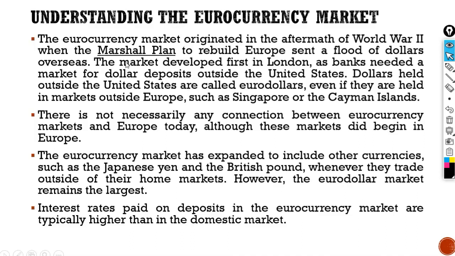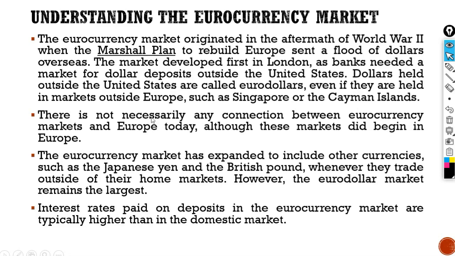Now let us understand the euro currency market. The euro currency market originated in the aftermath of World War II, when the Marshall Plan to rebuild Europe sent a flood of dollars overseas. The market developed first in London, as banks needed a market for dollar deposits outside the United States. Dollars held outside the United States are called euro dollars, even if they are held in markets outside Europe, such as Singapore or the Cayman Islands.